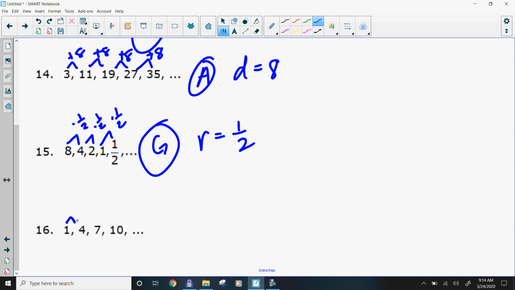Okay, next one looks like it's going up by 3. And it's going up by 3 again, and by 3 again. So that makes it arithmetic. And d is 3.